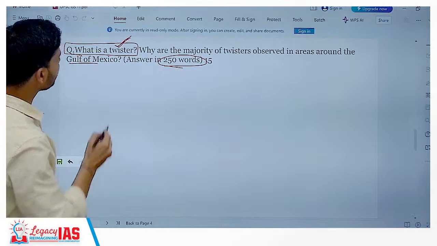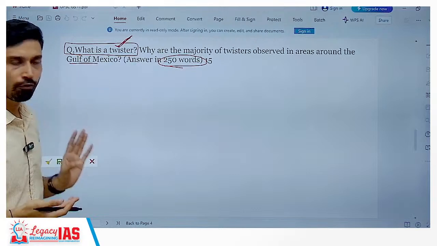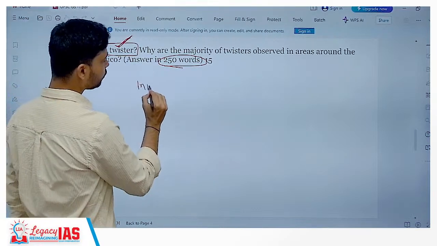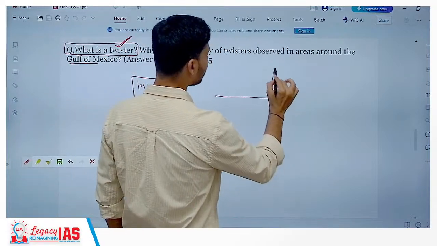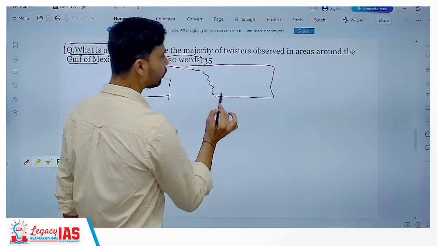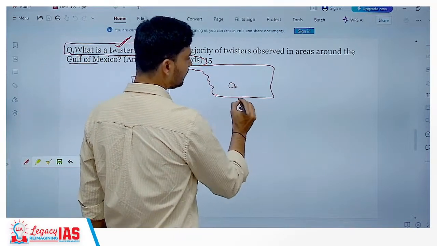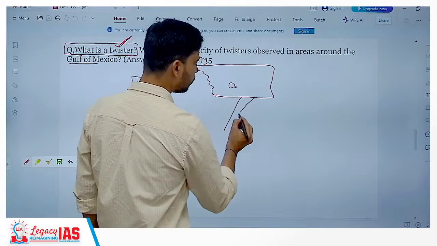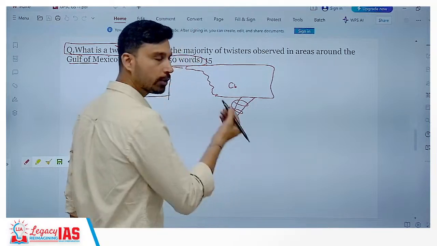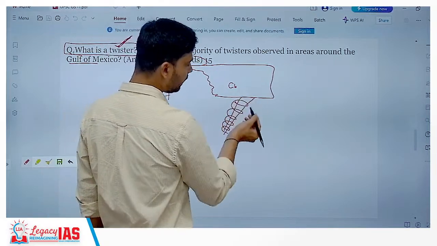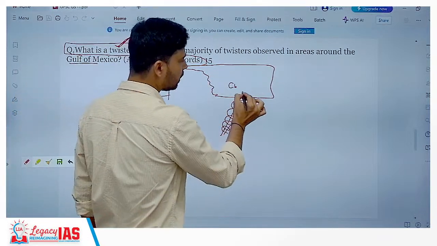Now in the introduction you can simply start by defining twister itself, because the question is asked in a simple what and why format. So in the introduction, you can draw a diagram. Very importantly, when you're drawing the diagram for a twister, you have to draw a fully developed cumulonimbus cloud that is part of a supercell thunderstorm, and then from the base of this cumulonimbus cloud you have the descent of wind that is rotatory in motion, and this descending wind looks like a column-like structure.